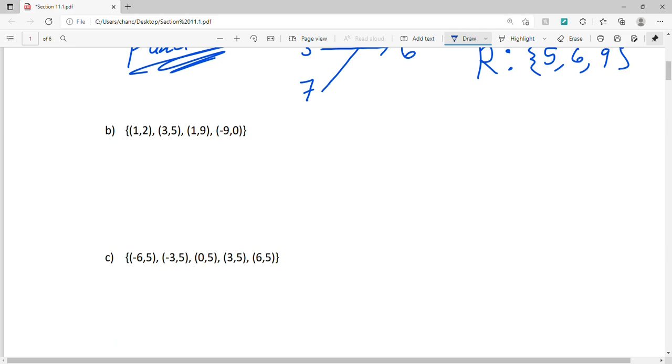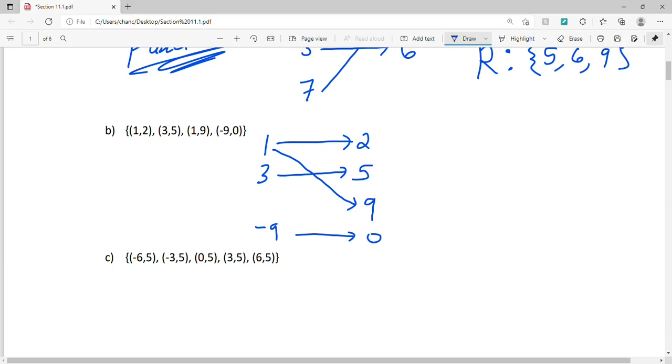In this example, we have 1 gets sent to 2, 3 gets sent to 5, and the 1 also gets sent to a 9, and -9 gets sent to a 0. Is this a function? It is not a function.